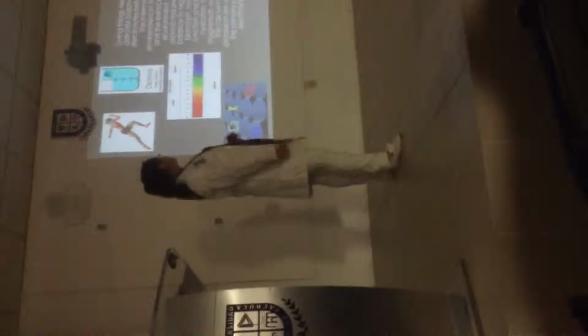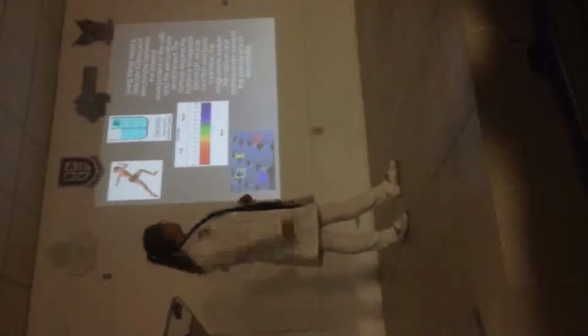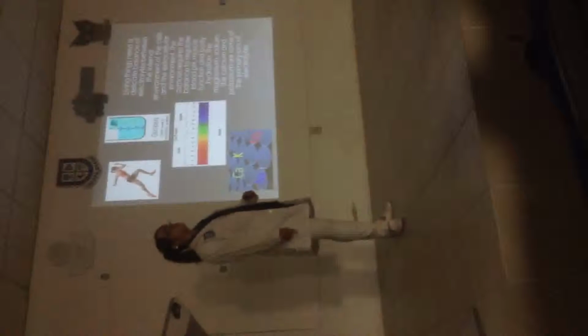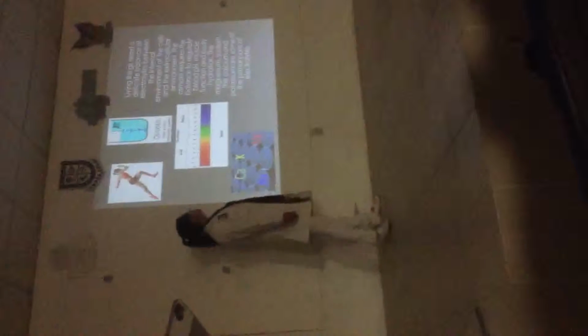Okay, next please. Okay. Living things need a delicate balance of electrolytes between the internal environment of the cells and the extracellular environment. Osmosis requires the balance to regulate blood pH, muscle function, and body hydration. Magnesium, sodium, calcium, and potassium are some of the primary ions of electrolytes. Okay, that is one of the contents of the electrolytes. You can see calcium, potassium, magnesium, sodium. Okay, it is very important.